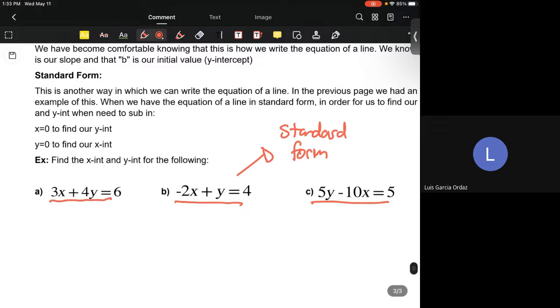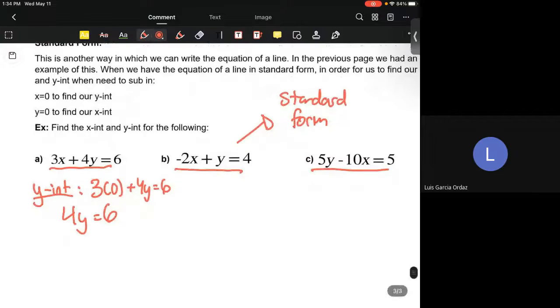So to find our y-intercept, we're going to set x equal to 0. So wherever we see x, I'm going to plug in 0. So 3 times 0 plus 4y is equal to 6. 4y is equal to 6. Claire, how do I get rid of that 4 in front of the y?